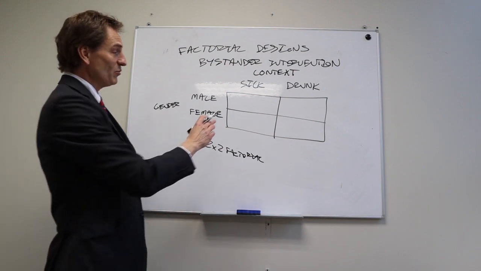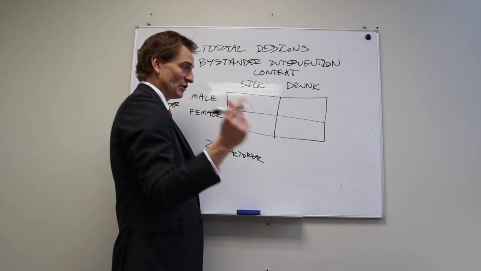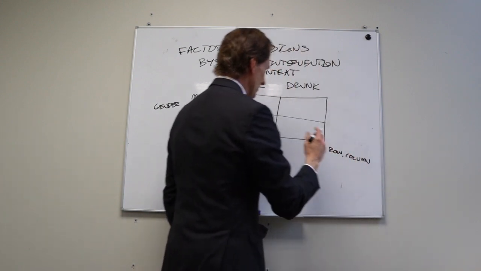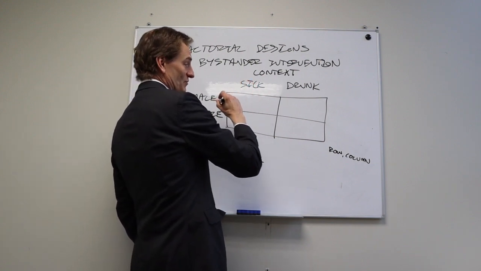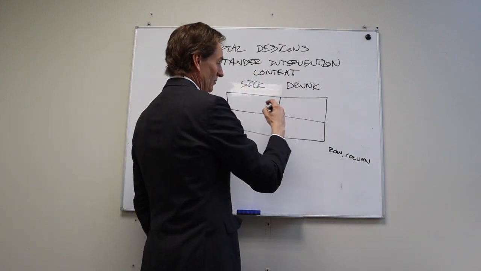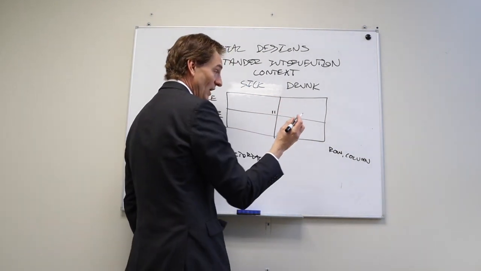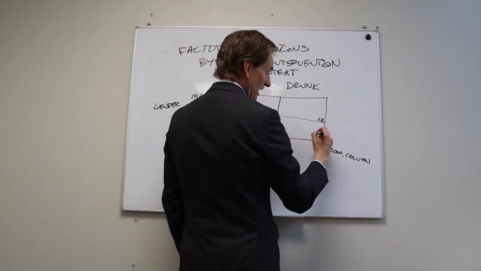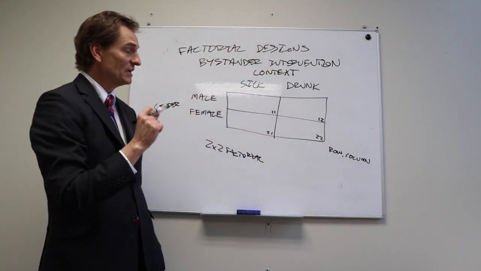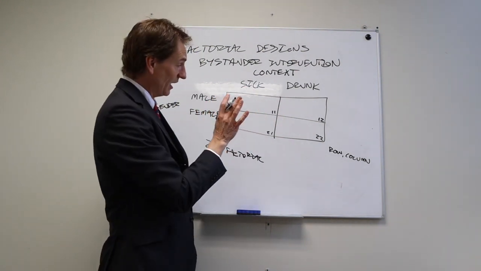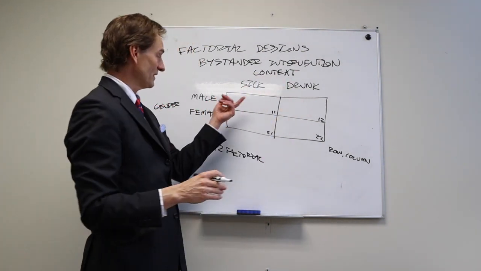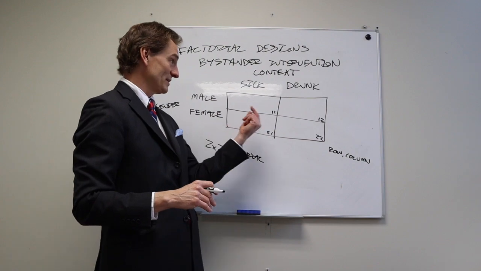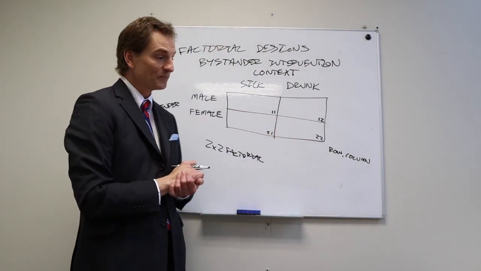Now, we can label each one of these treatment cells in terms of rows and columns. Okay, so by row and column. So this is row 1, row 2, column 1, column 2. So this would be row 1, column 1, row 1, column 2, row 2, column 1, and row 2, column 2. So we can label, because each one of these represents a unique treatment, where these people are exposed to a male who acts sick, a male who acts drunk, a female who acts sick, and a female who acts drunk.